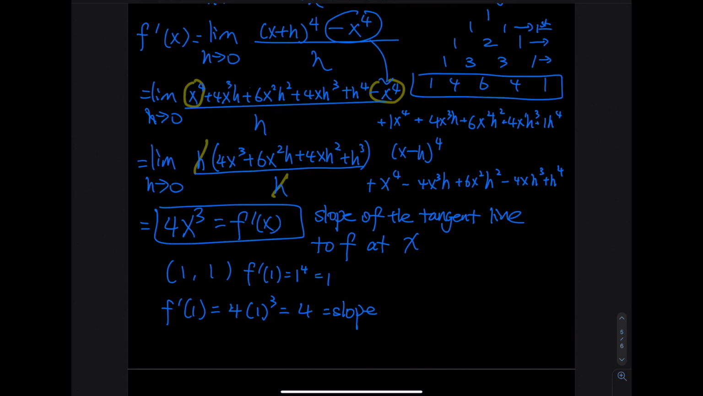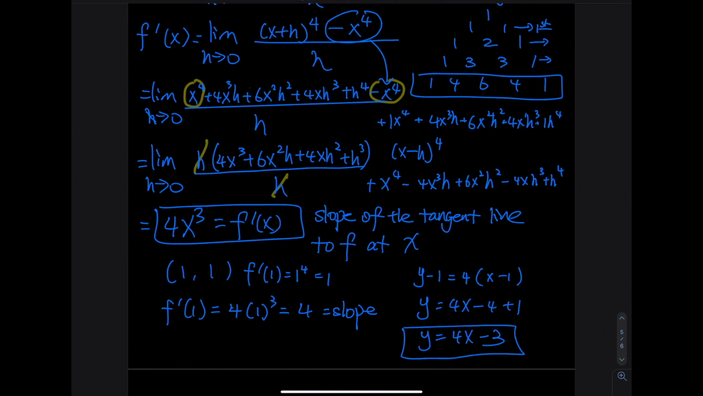And then to build the tangent line, you have y minus 1 equals 4 times x minus 1. So you have y equals 4x minus 4 plus 1. y equals 4x minus 3. This is a straight line. This is called a tangent line. This is the equation of the tangent line to the curve at the point 1, 1.